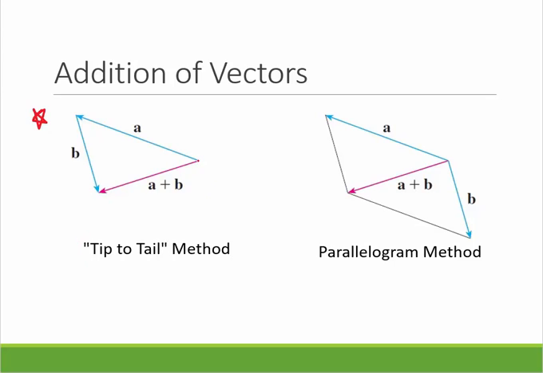So if I start here at A, my initial point, go through vector A, you end at the tip of A, and then the tail of B starts, and you draw B. Your resultant vector is from the initial point to my terminal point, A plus B.